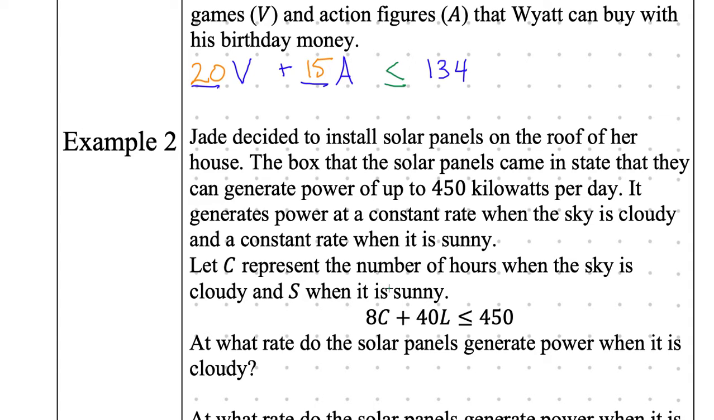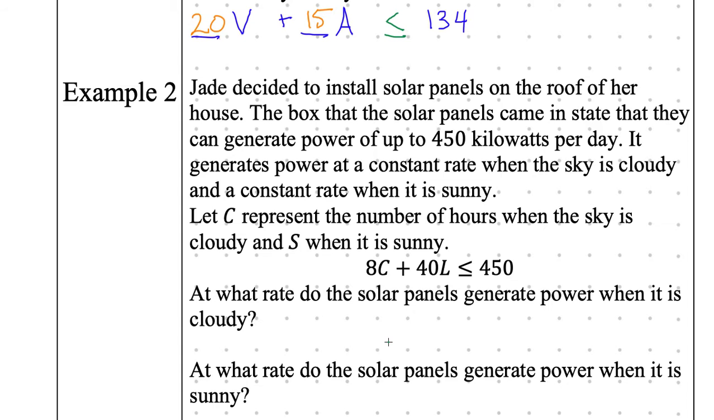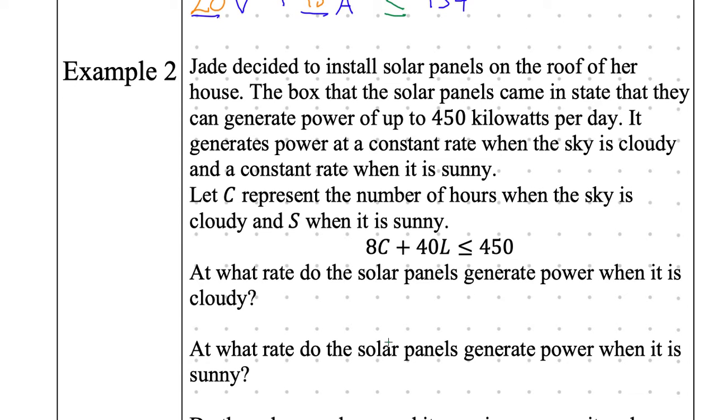Jade, go for it. Jade decided to install solar panels on the roof of her house. The box that the solar panels came in states that they can generate power up to 450 kilowatts per day. It generates power at a constant rate when the sky is cloudy and a constant rate when it is sunny. Let C represent the number of hours when the sky is cloudy and S when it's sunny. 8C plus 40L is less than or equal to 400.